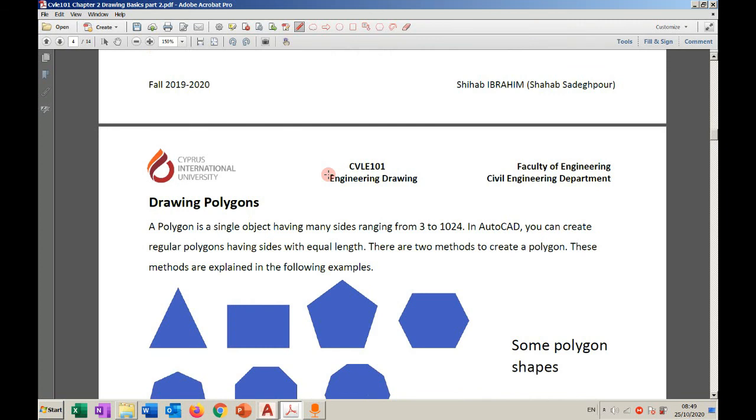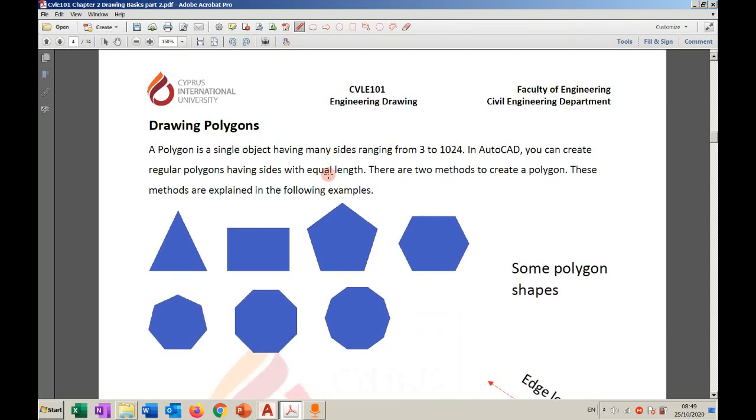In the next video, we'll be talking about polygons to see how we'll draw these shapes.